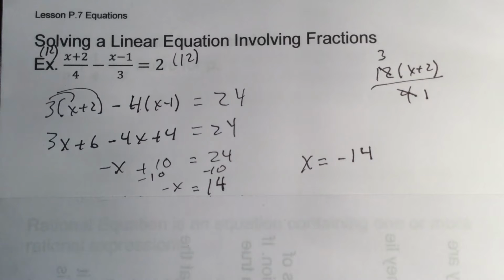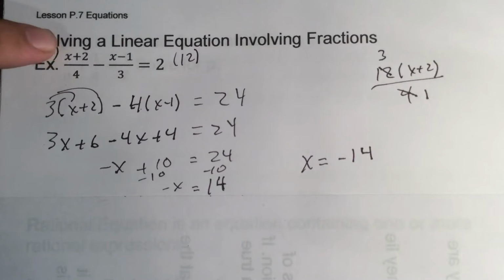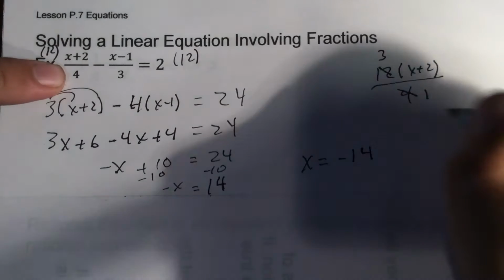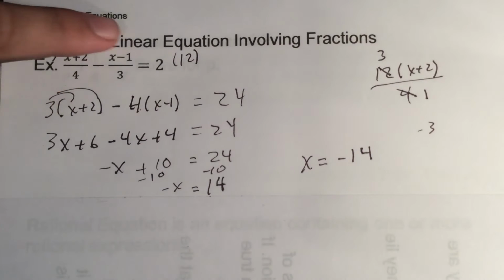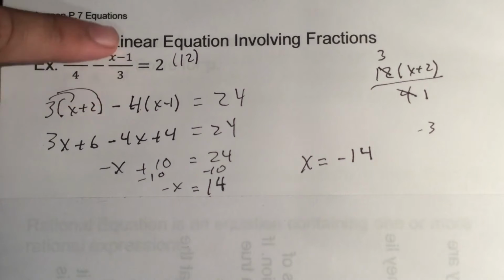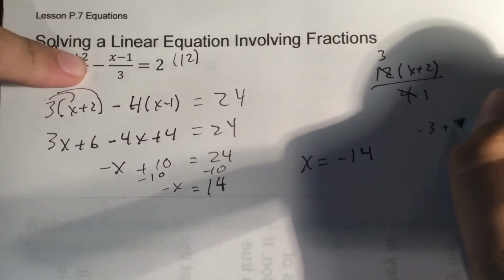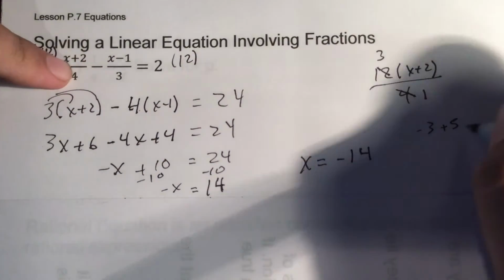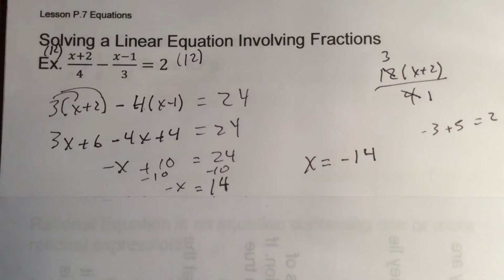Now, if we went through and checked, negative 14 plus 2 would be negative 12. Negative 12 over 4 would be a negative 3. Negative 14 minus 1 would be a negative 15. Over 3 would be negative 5, but it's subtracted, so it would be a plus 5. And negative 3 and 5 would equal 2. So that works.